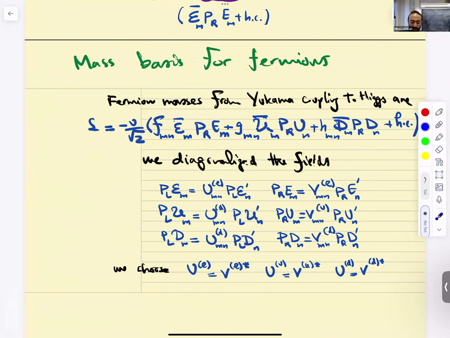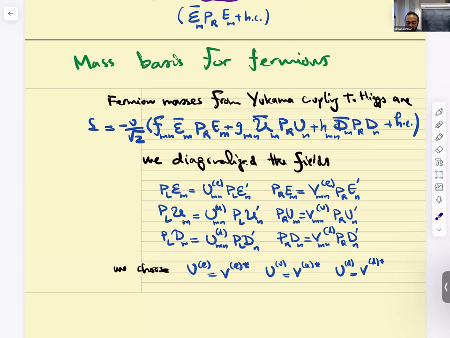They're Hermitian conjugates. If you want to diagonalize this, you introduce these unitary matrices, U_mn^E, U_mn^U, and U_mn^D. U_mn^E, they diagonalize the leptons, right? The left-handed ones. U_mn^U, they diagonalize the up quarks, and these guys diagonalize the down quarks, right?